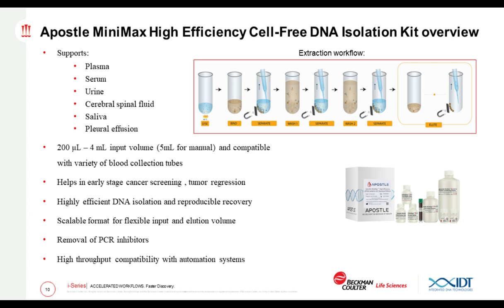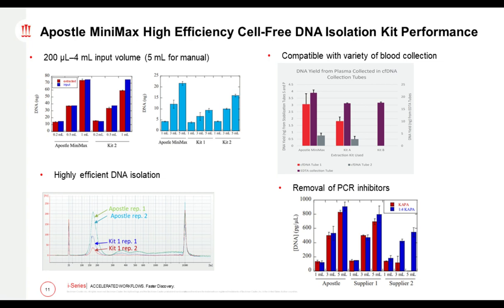It supports flexible input and is automation friendly. Another very important benefit is Apostle Minimax efficiently removes PCR inhibitors to allow for use in NGS and PCR-based assays. This data is from qPCR assay and shows the yields for low and high input volumes between different kits. At low inputs, the yields are comparable, but at high volumes, Apostle's yields are higher than the other kits.